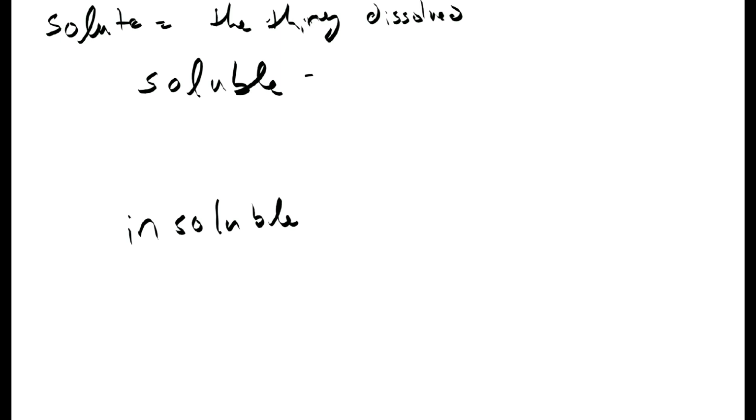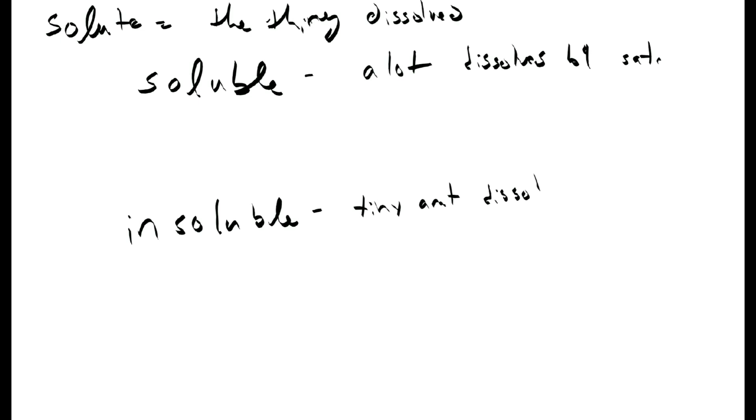Okay, soluble means a lot dissolves before saturation. Insoluble means a tiny amount dissolves before saturation. So, sodium chloride is soluble in water. Okay, we're talking about things being able to dissolve in water here. Sodium chloride is readily soluble in water.